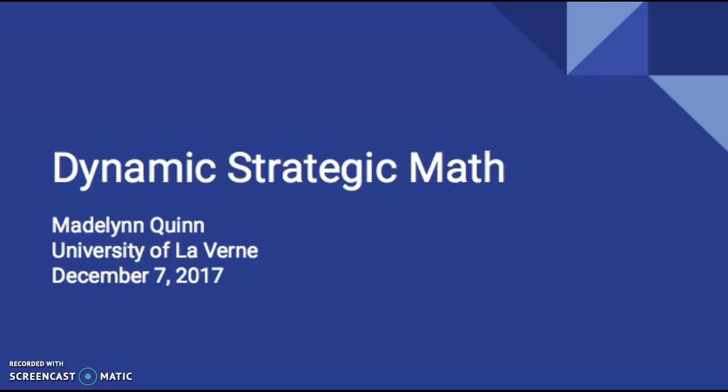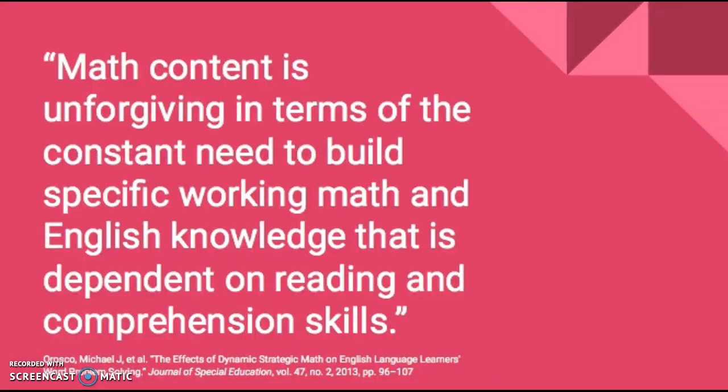So dynamic strategic math is a math intervention which helps English learners succeed in word problems. Word problems are really important in math because they show real-world applications to the math concepts being taught. So math content is unforgiving in terms of the constant need to build specific working math and English knowledge that is dependent on reading and comprehension skills.